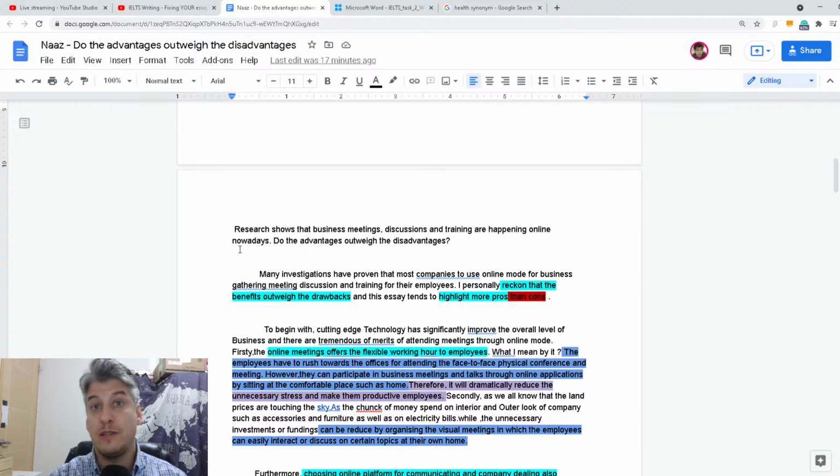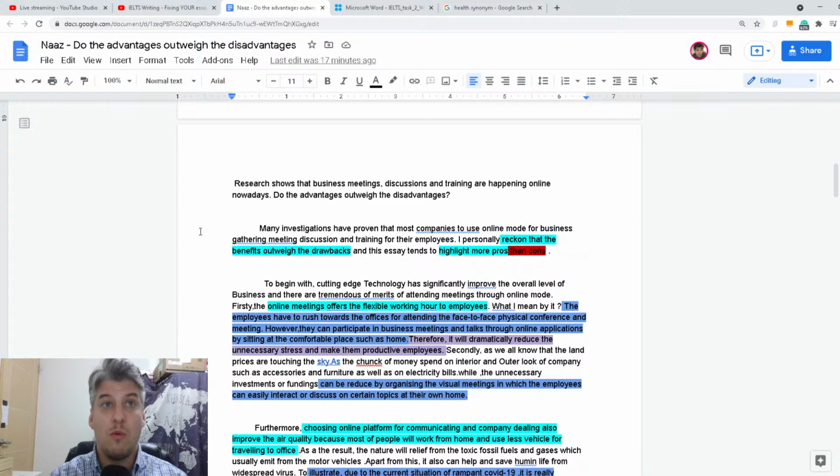And we have to give a thesis of whether or not we think the advantages outweigh the disadvantages. Okay, so let's see what Naz wrote, and we'll go through this looking at it from task response. How well did he answer the question? Okay, and then we'll look at the other 3 criteria in a moment.